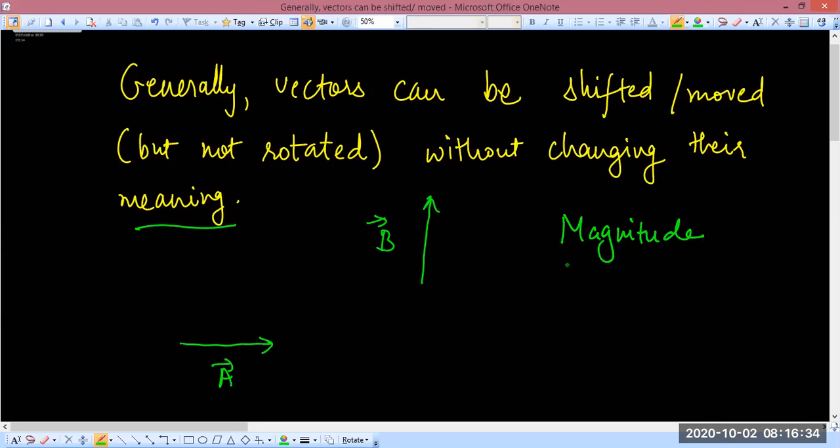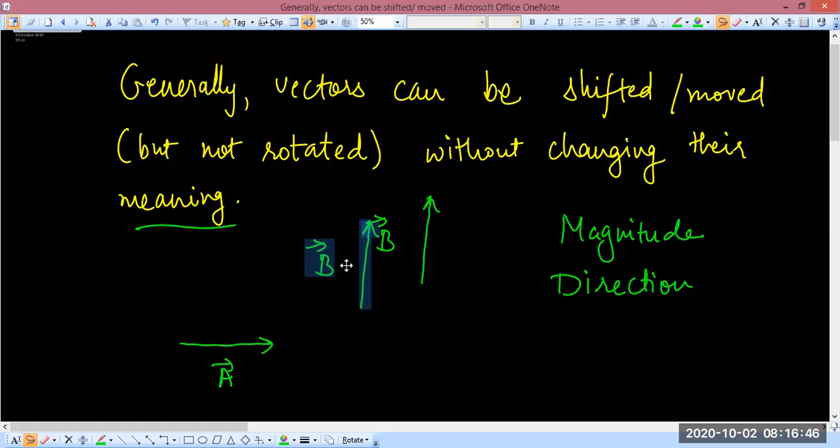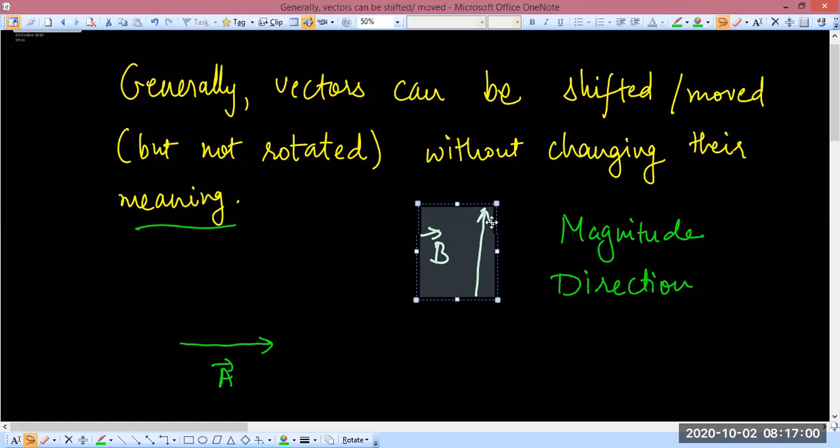every vector is determined by only two things. One is magnitude and the other is direction. As long as you don't rotate it, if I only shift it, you see the direction of the arrow remains the same. Do you agree, everyone? I hope all of you can see what I'm doing. As long as you only shift it, the direction of the arrow remains the same.